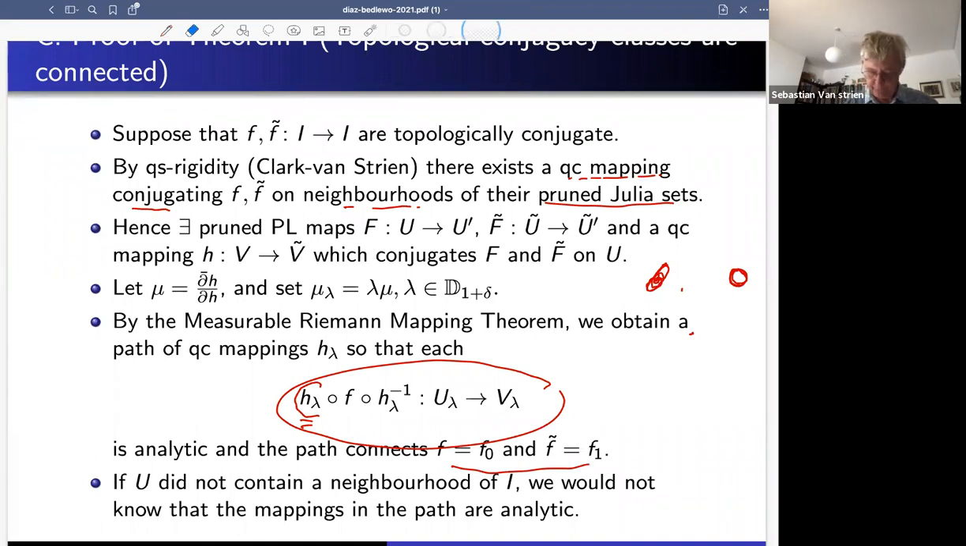And if U was not actually a neighborhood of the interval, then this would not be clear at all. We really need U to be a neighborhood of the interval, and the necklace neighborhood we discussed earlier would not suffice.